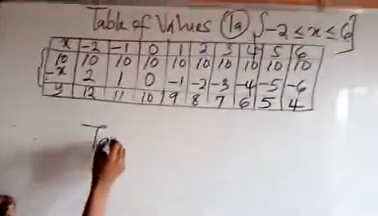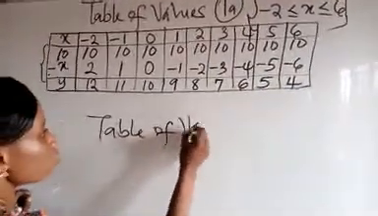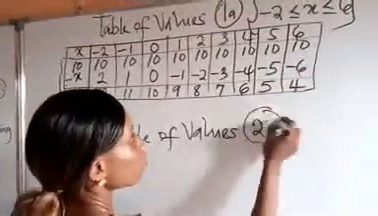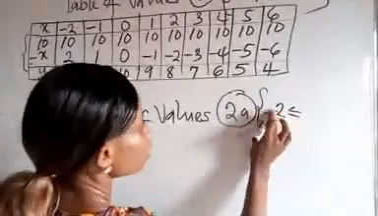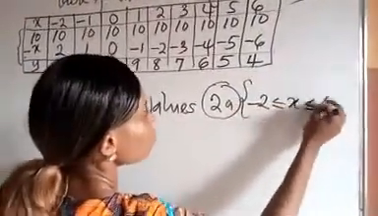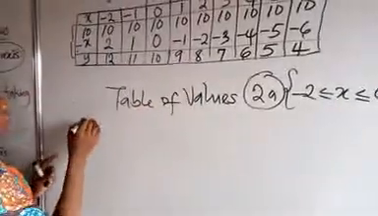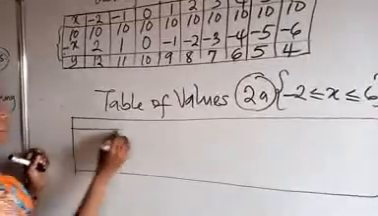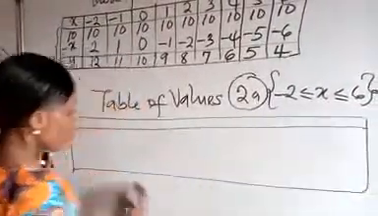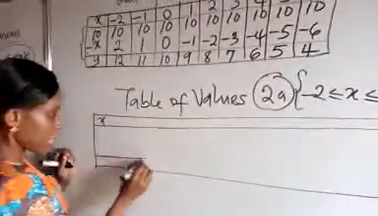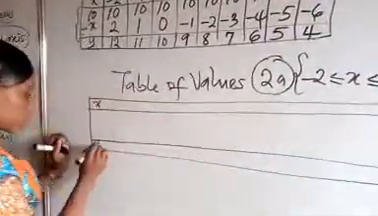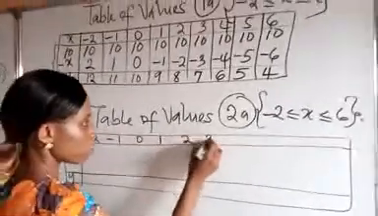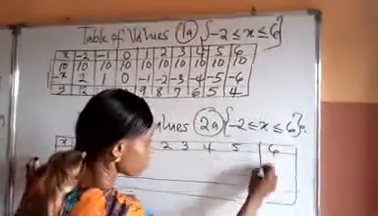We move to table 2. Table of values for 2a. The range of x still remains the same values of x. So I have the table, I have the first row for x, and the last row for y. I have minus 2, minus 1, 0, 1, 2, 3, 4, 5, and 6.